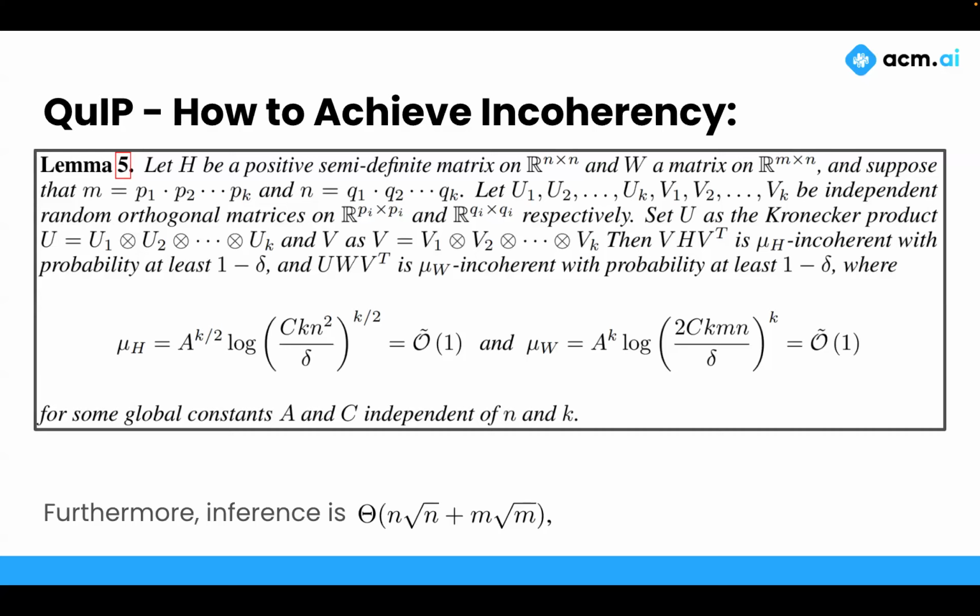And then furthermore, for inference, the additional overhead in terms of flops is only n square root n. So this scales significantly smaller than the actual n times n that we need for multiplying by the weight matrix itself. So this is not a dominant term, which is very good. Any questions?